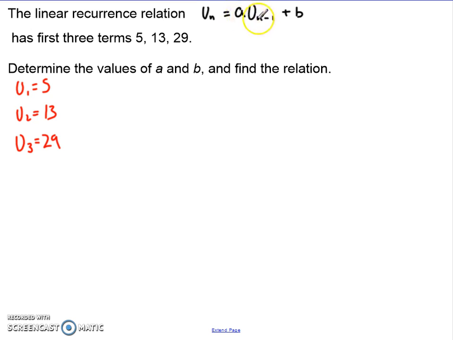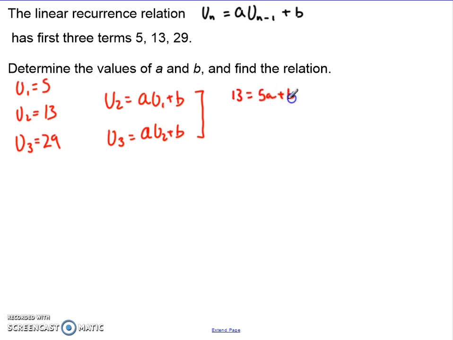So un equals a times the previous term plus b. Well, u1 is there, we can't calculate the previous term for that, u0, so we don't have it. Now we know u2 is equal to a times u1 plus b. We also know that u3 is equal to a times u2 plus b. So we can use this to substitute in these values and get a pair of simultaneous equations. So u2, so 13, equals u1 times a, so 5a plus b. This one here tells me u3, which is 29, equals u2, 13 times a plus b.